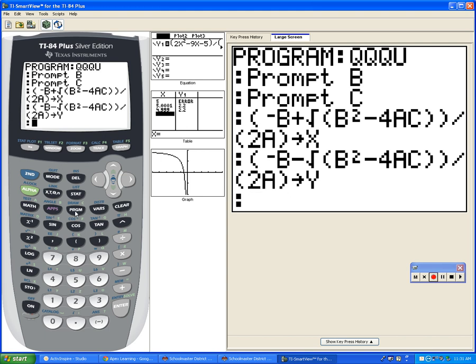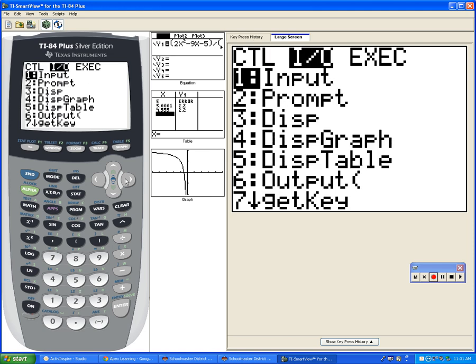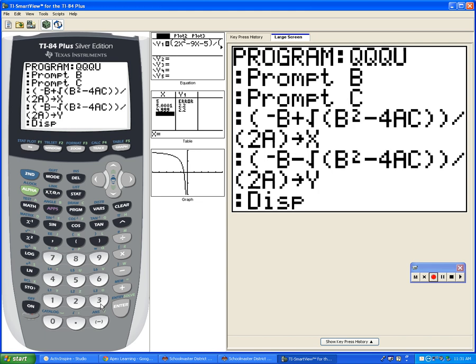So I'm going to hit the program button again. I'm going to go over to input output, and this time I want it to display number 3, my answer. And so I'm just going to go alpha x, comma, alpha y. Comma is a button all by itself above the 7 button. Okay?